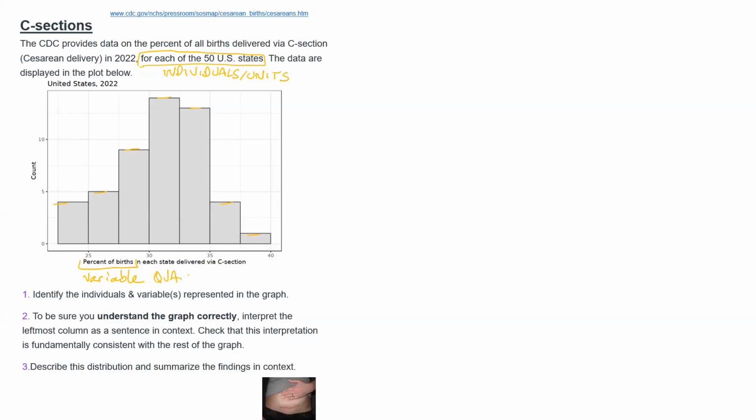And that means that this is a histogram representing this one quantitative variable, right? For each state, we have a numerical value. What percent of the births that particular year, 2022, were delivered via C-section? And so that means we can take the time to make sure we understand that first column. It has a height of 4, and it spans the range from 22.5 to 25.